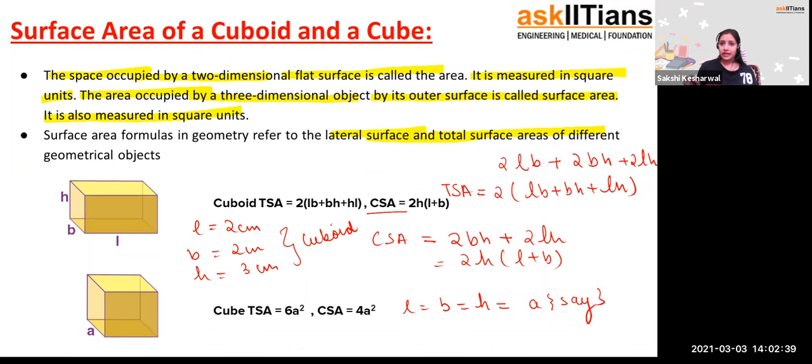And what are the edges and the vertices? Edges are basically where the two faces meet, right? Where the two faces meet. This is the edge. So how many edges does a cube have?